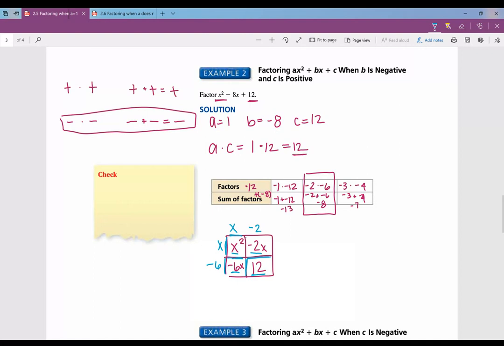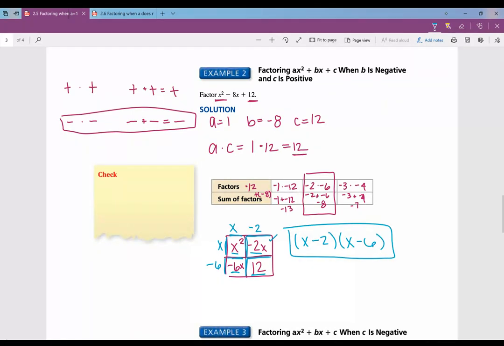And then we can check our last box. We have x times negative 2. Does that give us negative 2x? Yeah, it does. So our answer is going to be x minus 2 times x minus 6.